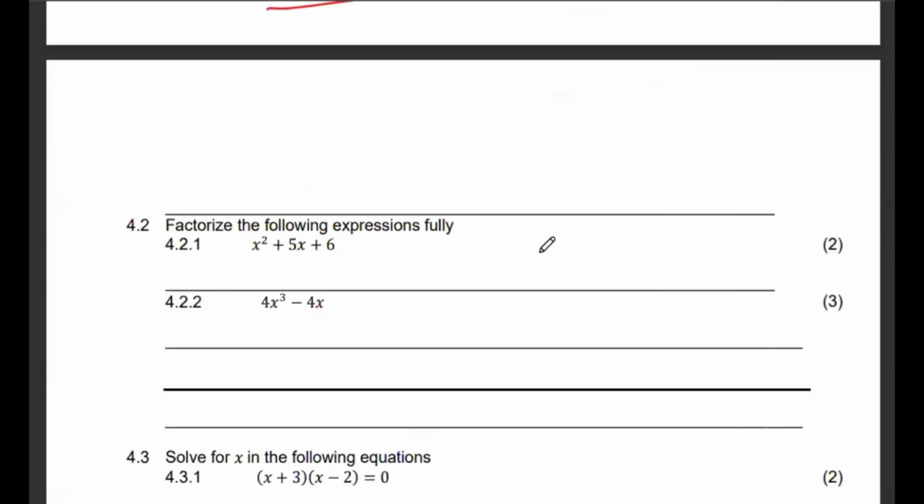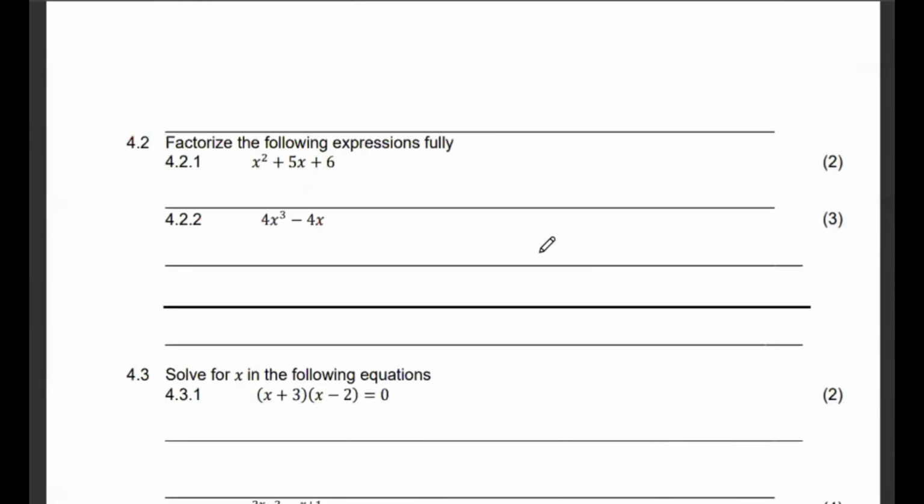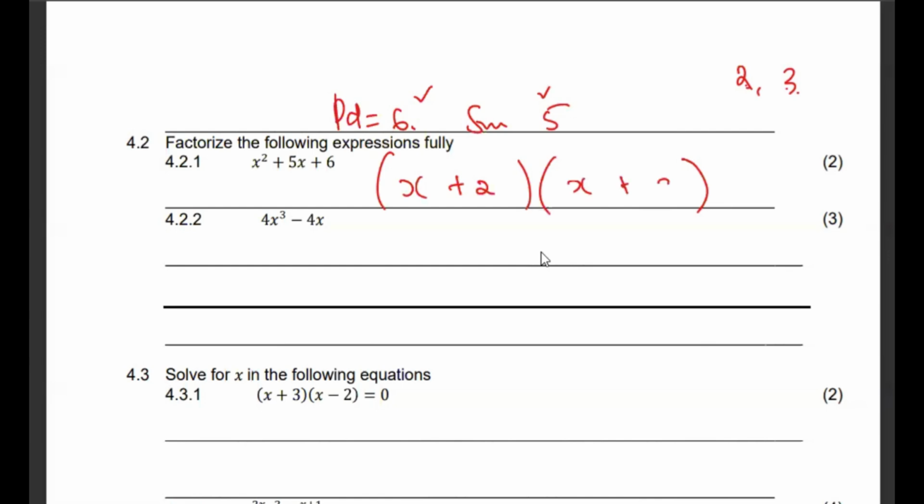Okay, then 4.2, factorize the following. Factorization. The product here is 6 and the sum is 5. Which two numbers are those? We're going to use 2 and 3. When you multiply these two, you get 6. When you add them, you end up with 5. So it's going to be x plus 2 and then x plus 3.